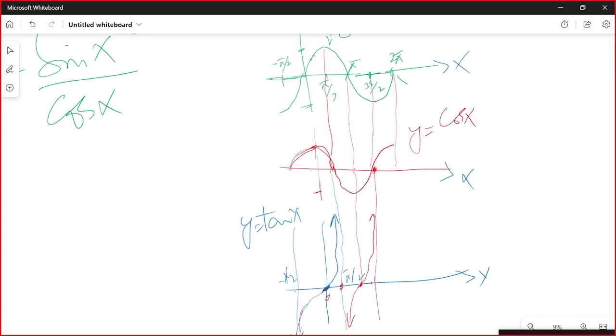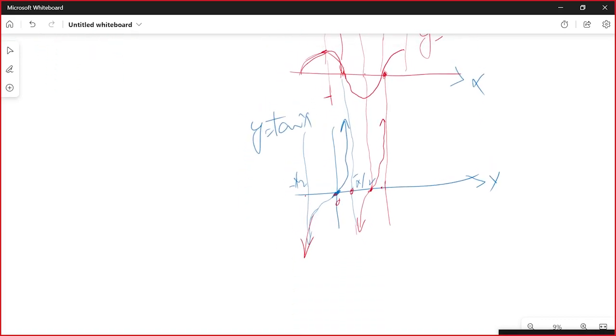But let me ask you a few things. What is the cycle of this graph of tan x? All those points which we have, it repeats after how many degrees? Is it 360? What is the difference between these two? This is pi over 2, this is minus pi over 2. So what is the total width? 180, or pi.